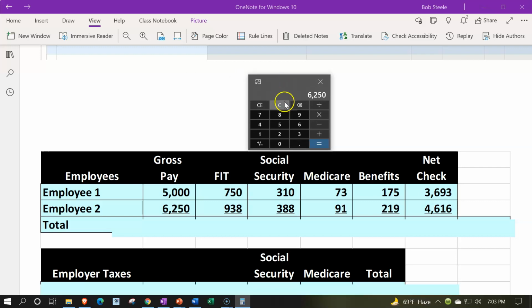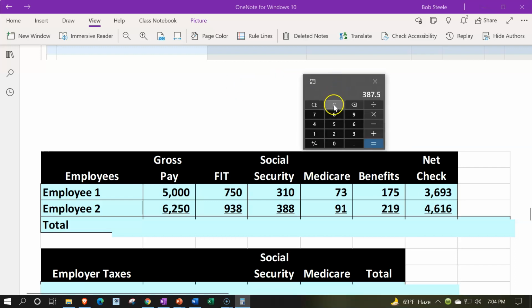And then we can calculate the Social Security, usually a little bit easier, 6,250 times 0.062. That's going to be about 388. The Medicare then, more of a flat tax, 6,250 times 0.0145, about 91.